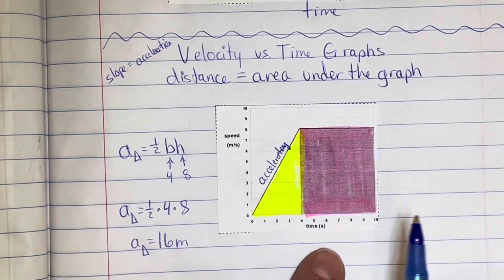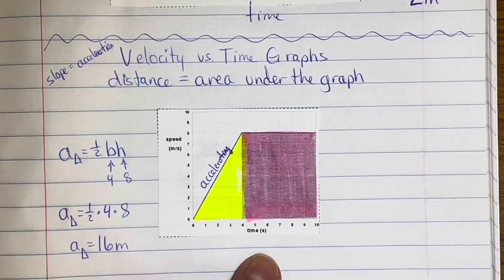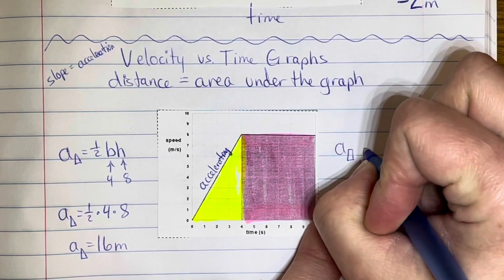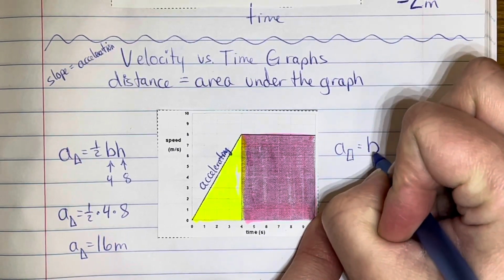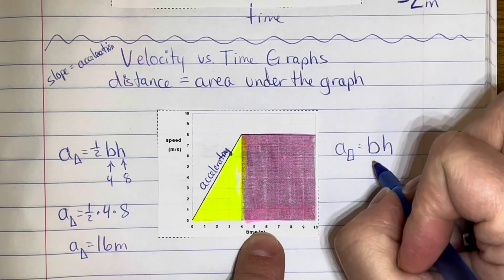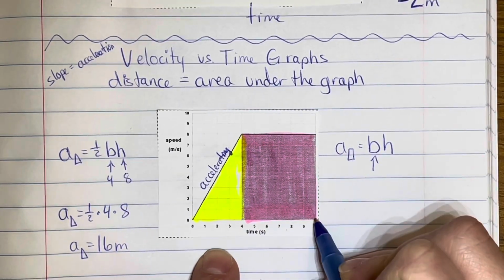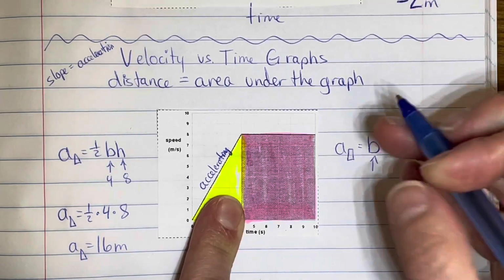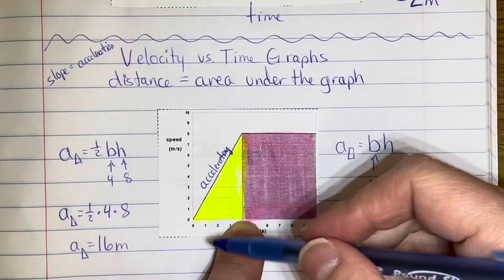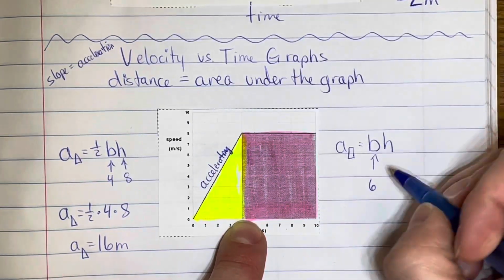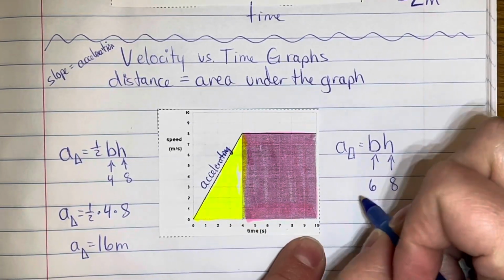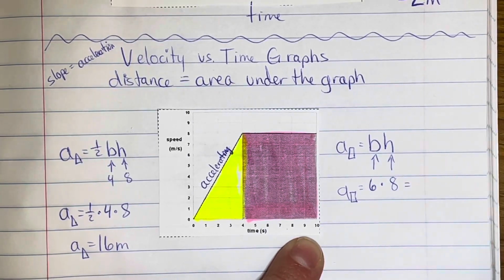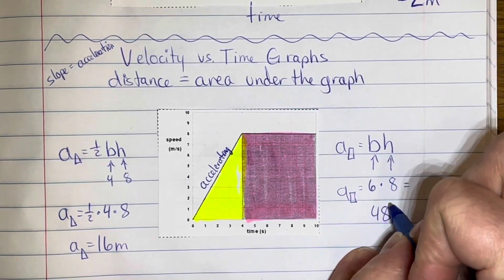Now, let's look at the rectangle. Okay? Area of a rectangle is just base times height. The base of this rectangle goes from 4 to 10. So what's the base of that rectangle going to be? 6. The height goes from 0 to 8. So the area of this rectangle is simply 6 times 8, which is 48.